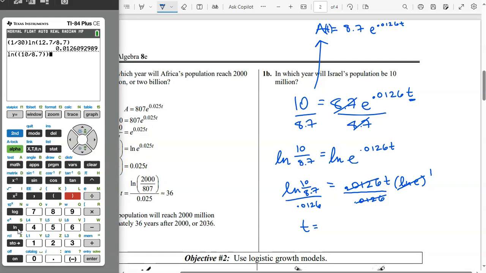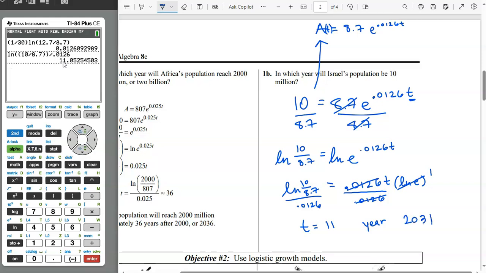And then we need to divide this whole thing by 0.0126. And so t is 11. 11 point something, but that means that many years after 2020. And so this should be the year 2020 plus 11, which is 2031. So it's in the year 2031 that the population should become 10 million.